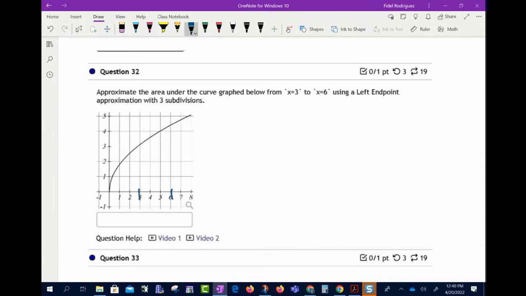The way we did this before is we said we're going to take 6 minus 3, because we take the bigger number minus the smallest number. That's going to give me 3. And then we're going to divide it by the number of subdivisions. The number of subdivisions here is 3. So 3 divided by 3 is 1.